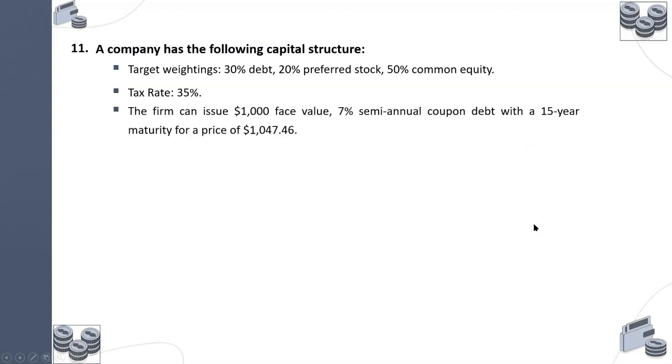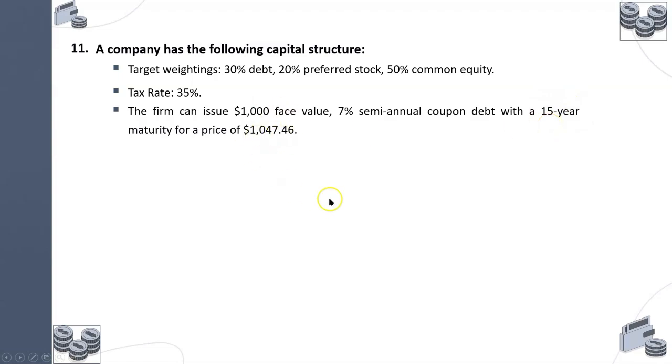The firm can issue $1,000 face value, 7% semi-annual coupon debt with a 15-year maturity for a price of this much. So we pay twice a year. That means 7% twice a year. That means in 15 years I will pay 30 times. Each year I will pay 2 times. And this is the net present value of all these payments, including the $1,000 face value that will be paid by the end of year 15.